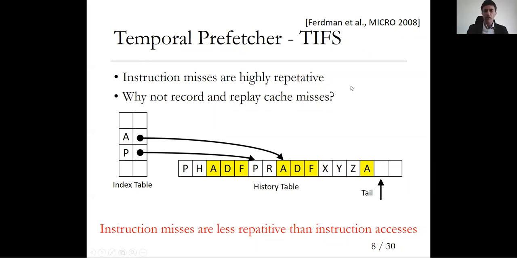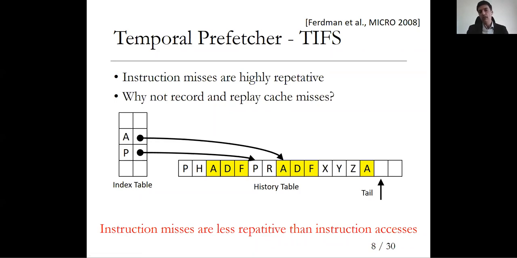The structure of a temporal prefetcher conceptually is very simple. It has two components, a history table and an index table. In the history table, we record the sequence of cache misses as observed by the cache. Every time we encounter a miss, we append the address of the miss to this history table. We also have an index table which points to the last occurrence of every address. So if I want to find the last occurrence of address A, we can go to the index table, find the pointer, and we can find it here.